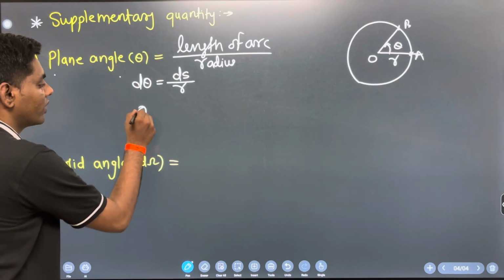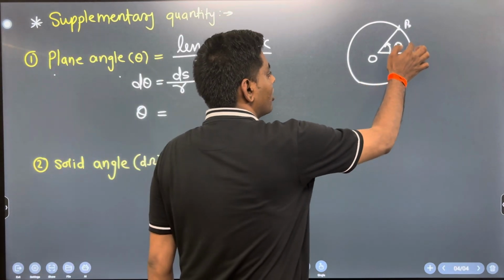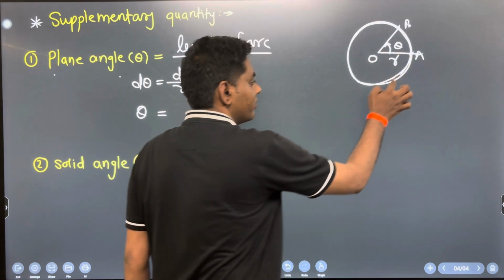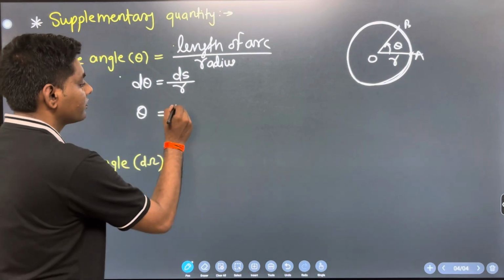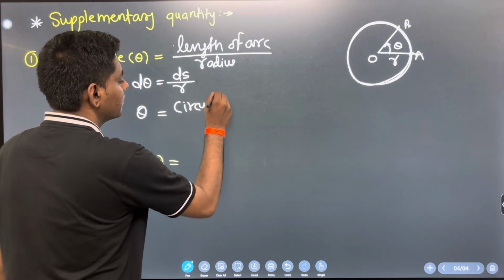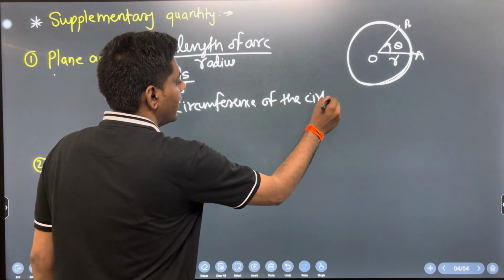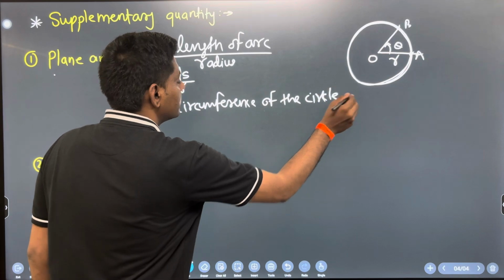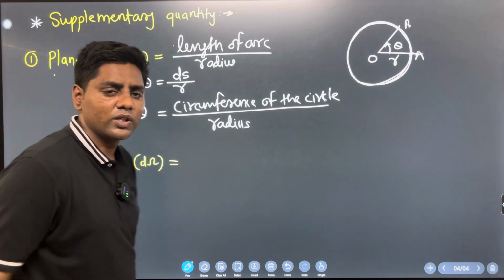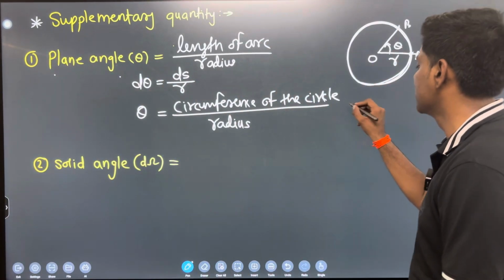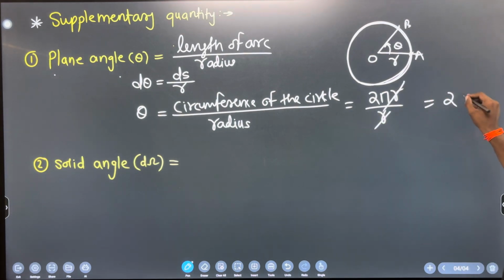So for one complete rotation, it becomes length of arc. What happens in that case? Length of arc means completely the circumference of the circle, divided by radius. So what is the circumference of the circle? We know the very easy formula to remember. Circumference of the circle is 2 pi r divided by r. So r gets cancelled. It becomes 2 pi.